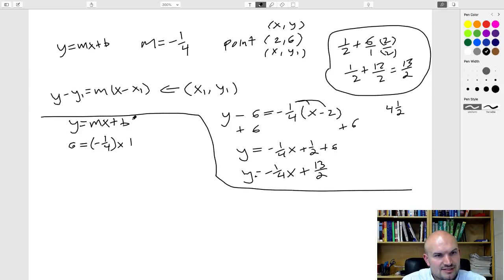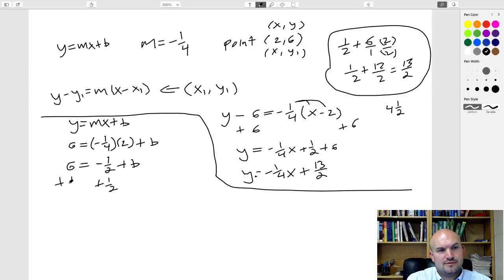Not x, we have x. X is 2, plus b. If I need to solve for b here, basically I need to multiply this out. So 2 times 1/4 is going to be 6 is equal to negative 1/2 plus b. Now to solve for b, you need to add 1/2. And again, we already did that. 6 plus 1/2 is going to be 13 halves.